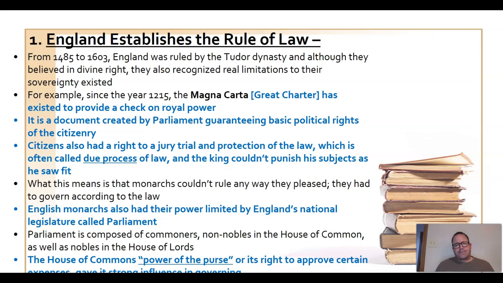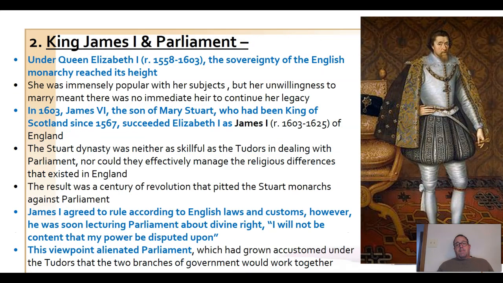Then also, the reason why we don't see the level of power in England that we see in other European countries is because of Parliament, and most particularly the House of Commons, the lower house, which has the power of the purse. And because it has the ability to prevent funds from going to a monarch, they certainly have the ability to check or limit the power of the monarch.